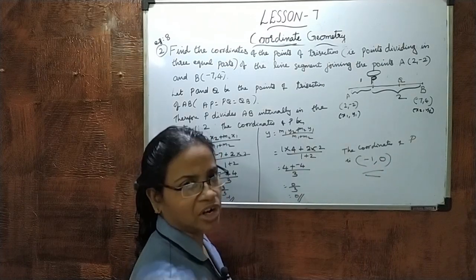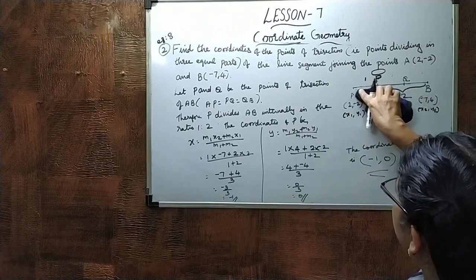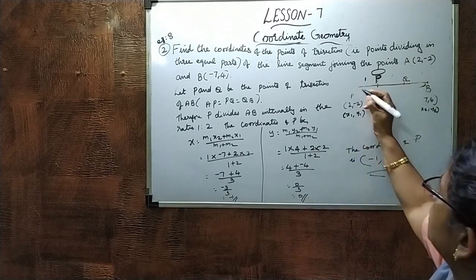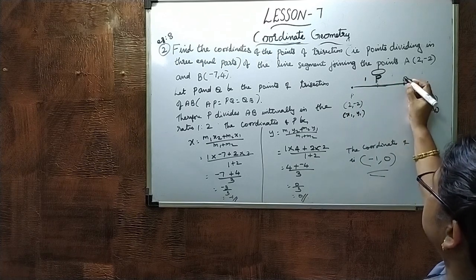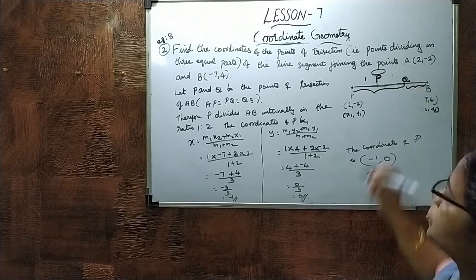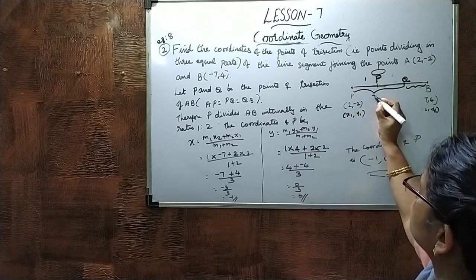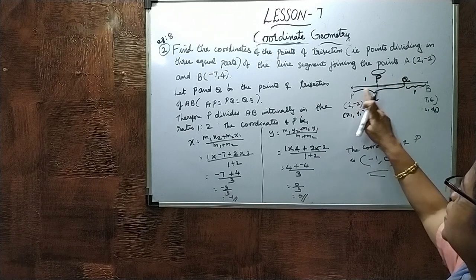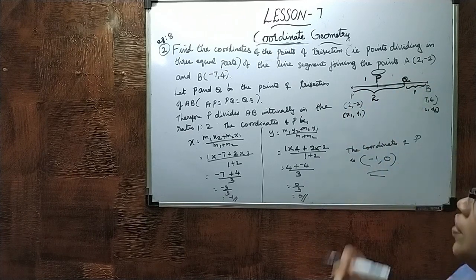Now we want to find out the coordinates of Q. First find out the ratio. Here Q divides the line segment AB in the ratio... Now Q is here. This is one section, this is another section. Here how many parts are there? 2 parts are there. So 2 is to 1. So Q divides this line segment in the ratio 2 is to 1. That we have to write.